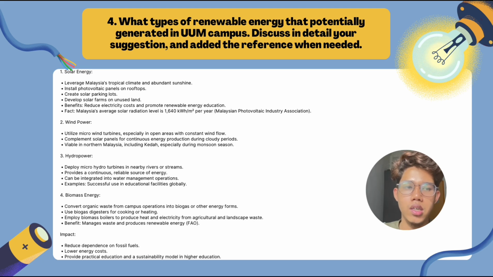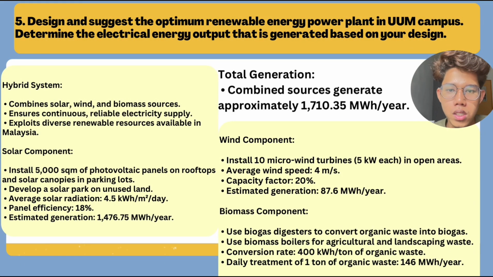model in higher education. And for the last question: design and suggest the optimum renewable energy power plant in UM campus. Determine the electrical energy output that is generated based on your design. Okay, first, we can use a hybrid system. Combine solar, wind, and biomass sources, which ensures a continuous, reliable electricity supply and exploits diverse renewable resources available in Malaysia.